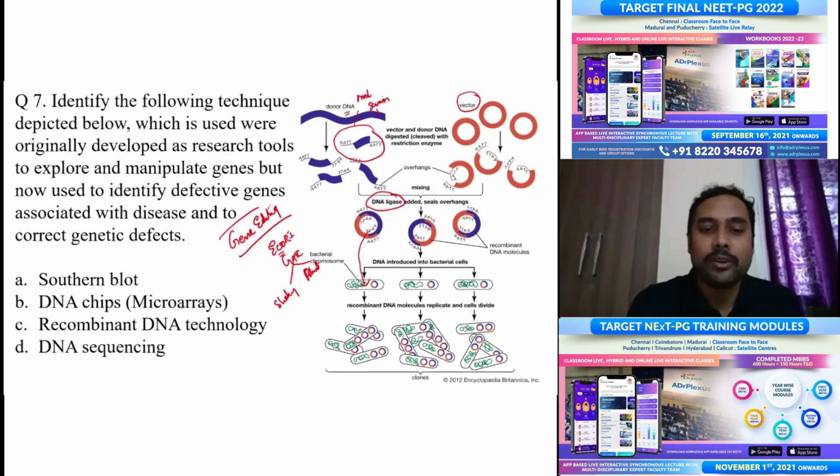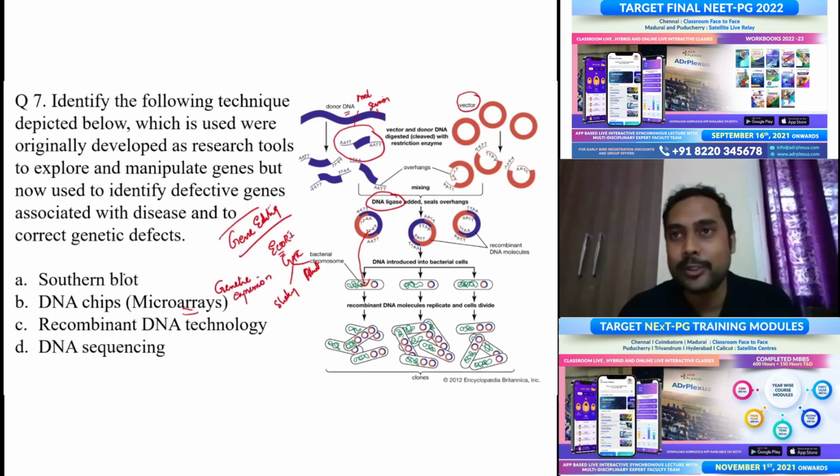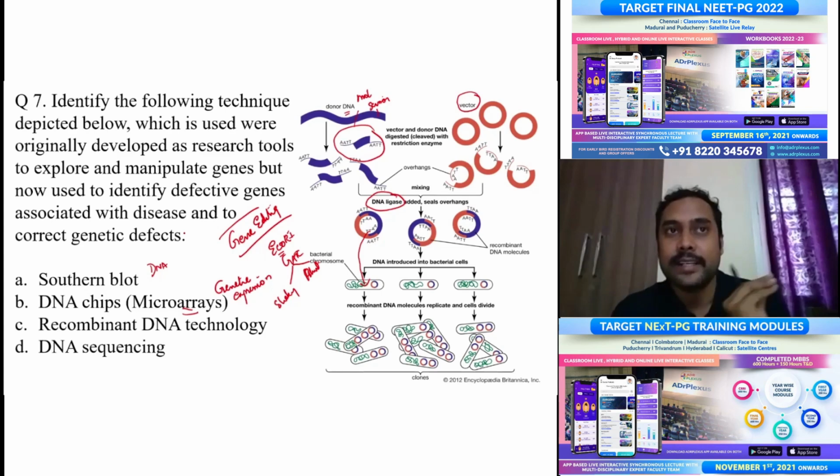Microarrays are for gene expression, whether a particular RNA is transcribed or not. Southern blot, I've already told you, is a DNA blotting and hybridization technique. DNA sequencing is just like elaborating a particular sequence of DNA, what all nucleotides are there. They take one notebook and write C followed by G followed by A followed by T.